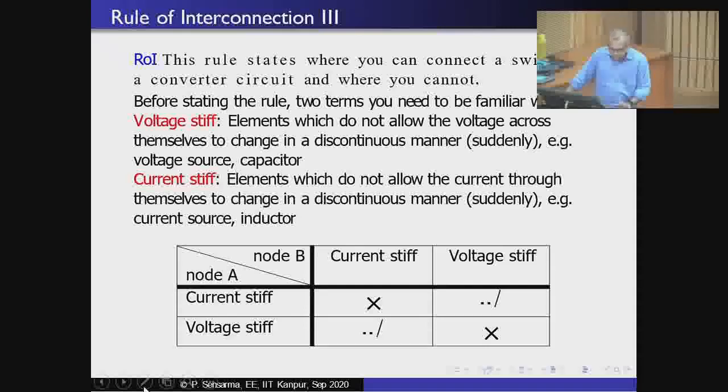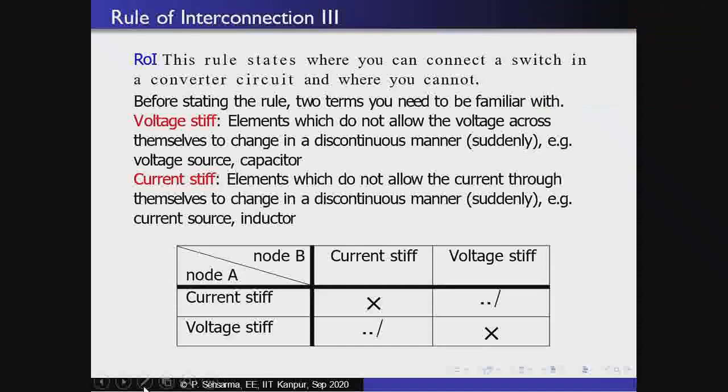Now, this rule very specifically states where one can connect a switch in a converter circuit and where one cannot. It is about where you can connect a switch, not where you can connect inductors and capacitors. In a standard linear circuit, you can connect them pretty much the way you want, but in a switch mode converter, you have to be extra careful where you place the switch. This rule tells us exactly that. Before stating that rule, two terms need to be clarified.